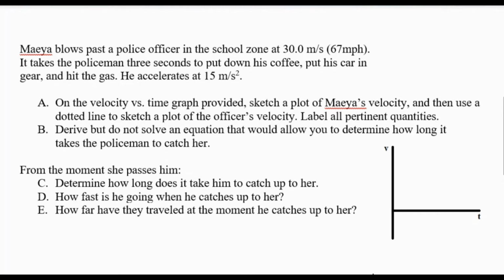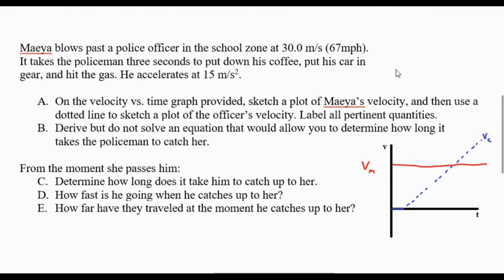The first question is to make a velocity versus time graph of each type of motion. Maya's is pretty easy because she's staying at a constant velocity. Meanwhile, the cop has a time delay and then increases his velocity with an acceleration of 15 meters per second squared.